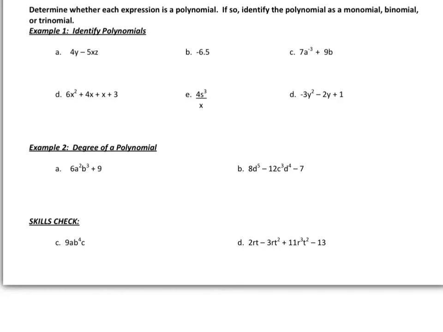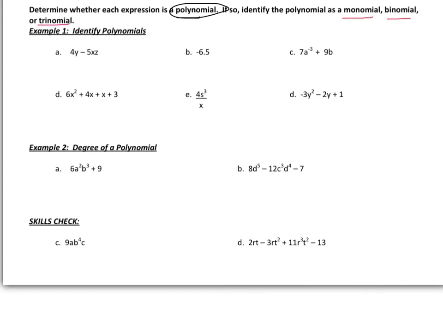Lesson 4.3, Video 2. Determine whether each expression is a polynomial. If so, identify it as either a monomial, a binomial, or a trinomial. So by definition of a polynomial, it says a monomial or a sum or difference of monomials. And you cannot have a variable in the denominator.